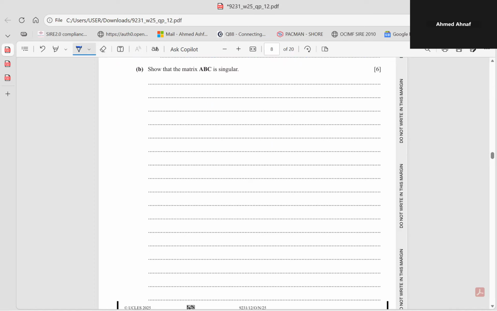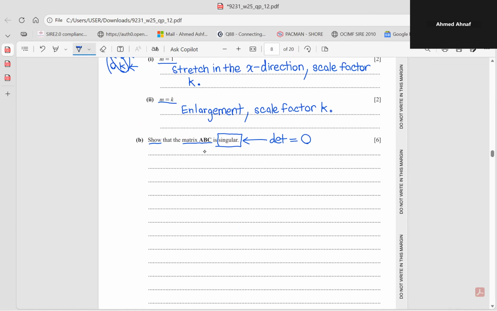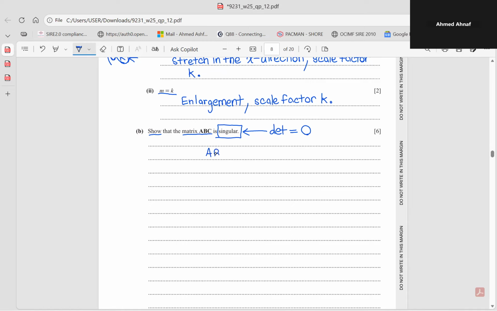All right, so we need to show that matrix ABC is singular. So by singular, we should know that the determinant must be equal to 0. So we need to show that the determinant of matrix ABC is equal to 0. All right, so first we need to find out what ABC is. So to find the matrix ABC, we need to multiply matrix A and matrix B first to find matrix AB.